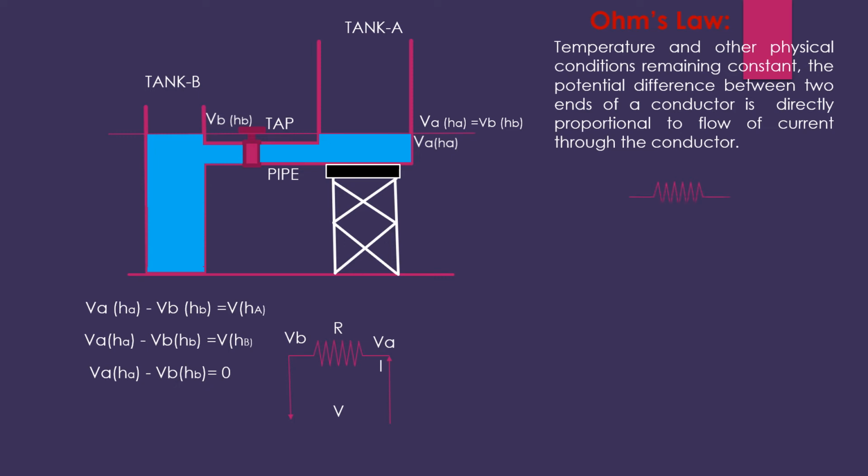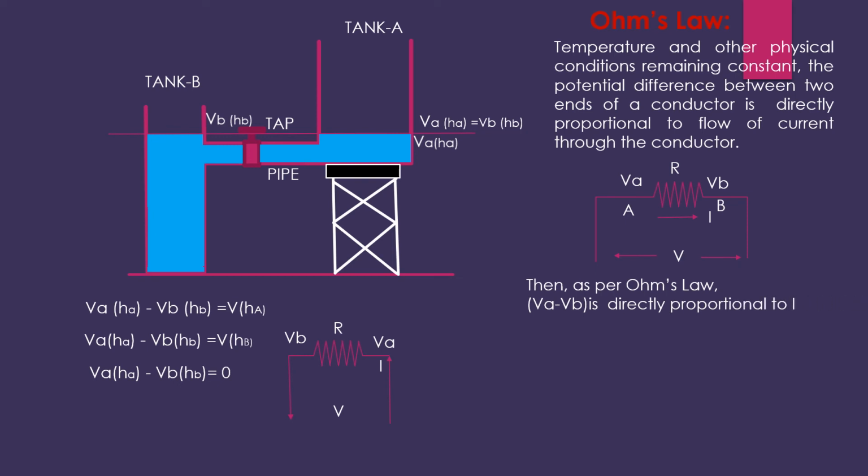This is an electrical circuit comprising a conductor having resistance R, potential VA at the A end and potential VB at the B end of that resistance, maintained by a voltage source V. As per Ohm's law, the potential difference between the two ends A and B is directly proportional to the flow of current through the resistance.